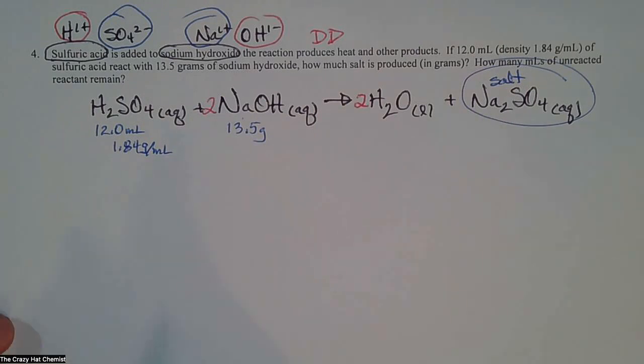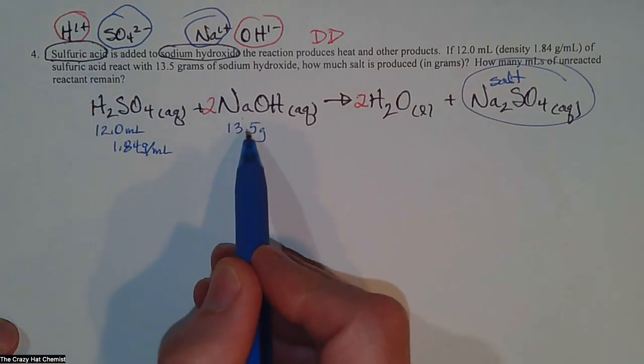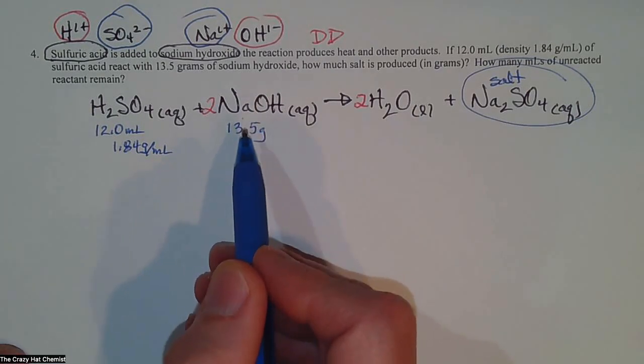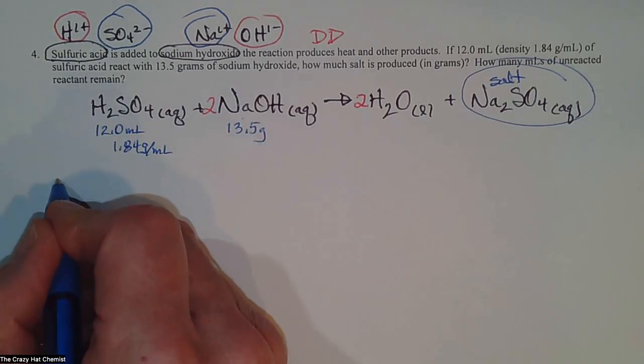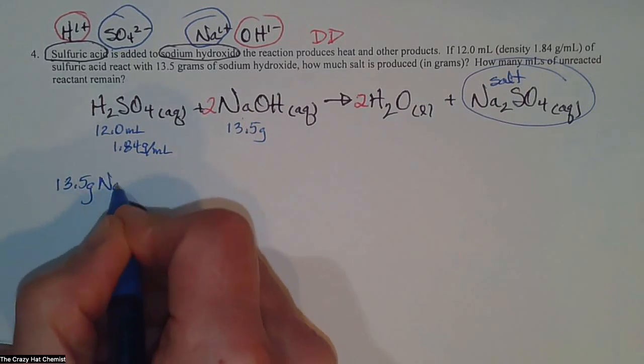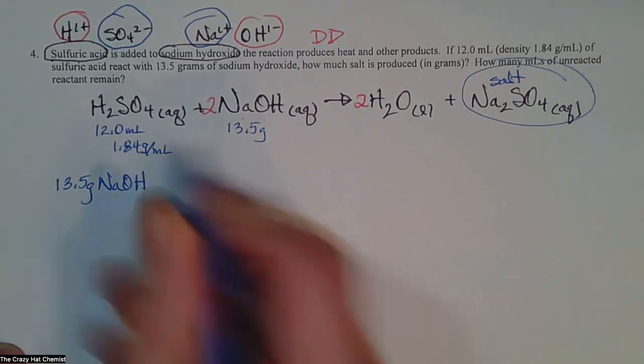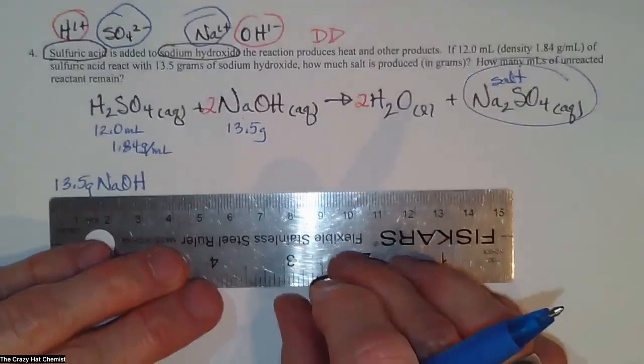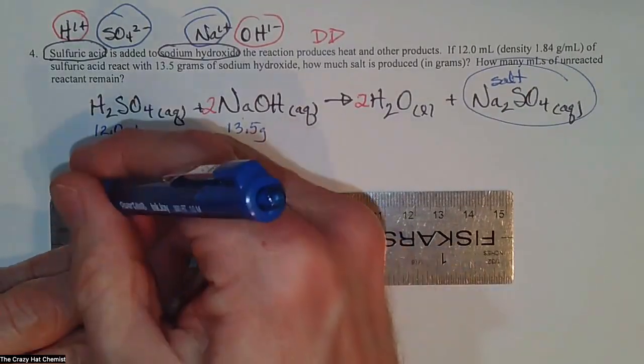All right, so we're going to start off with this 13.5 grams of sodium hydroxide. Okay, so we're going to say 13.5 grams of NaOH right there like that. Let's start off with that one.